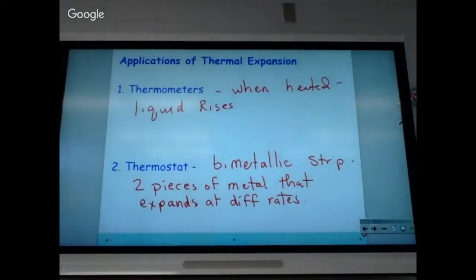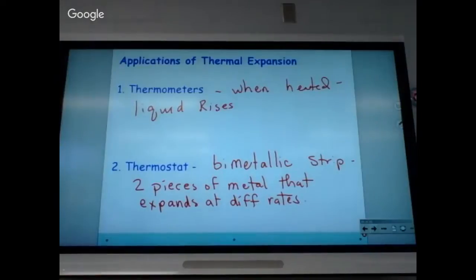Alright, so does it fit? No. So if we turn the water on and I cool it back down again, the particles do what? They slow down, they get closer together, and they can easily fit through the ring again.